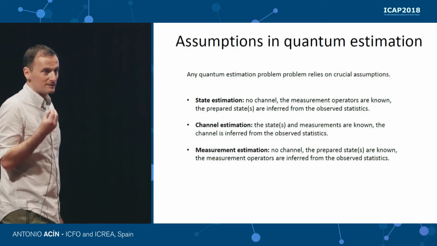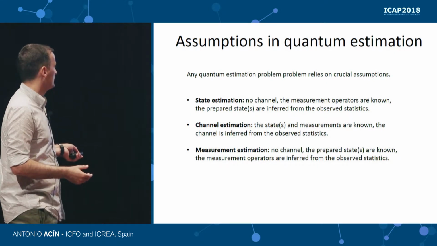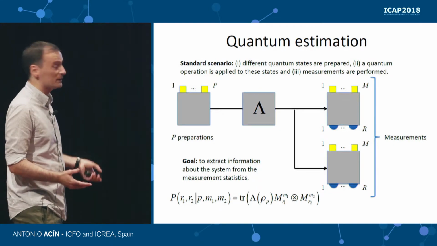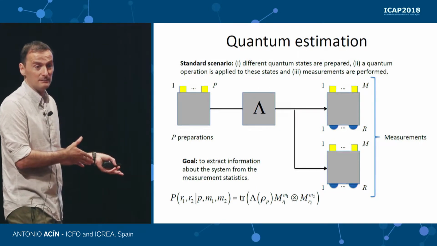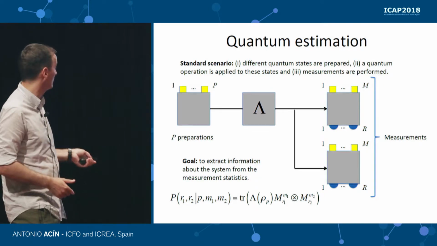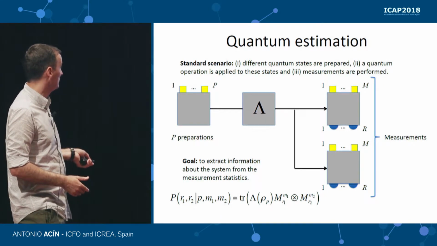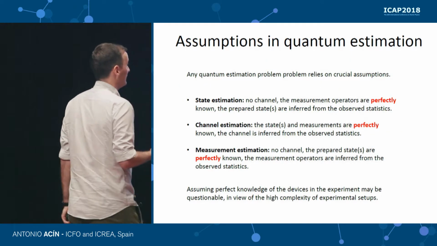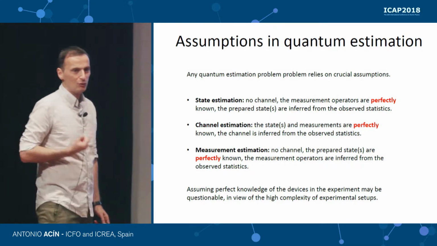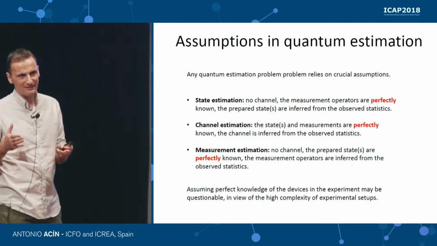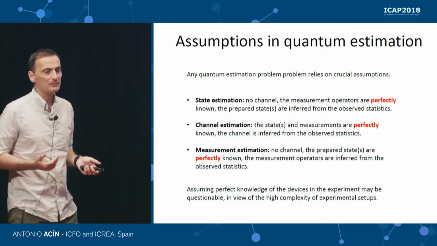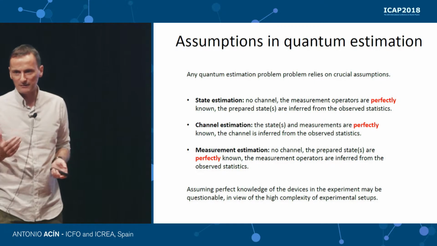But I want to stress something. When you estimate the state, the channel, or the measurement, when you estimate any of the elements here, you assume that you perfectly know the other elements. This is why you can invert this equation. If I want to know the channel, I assume that I know the states and the measurements, I have this data in the lab, and I invert the problem. You assume that everything else is perfectly known. I think in some situations this might be arguable. I think it's a strong assumption.